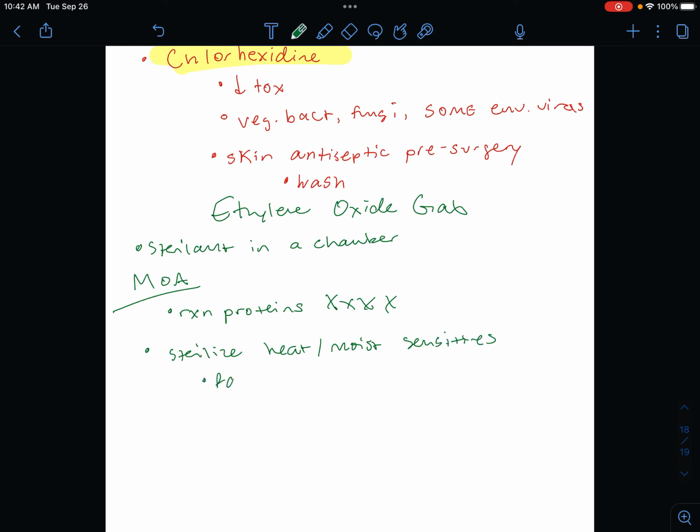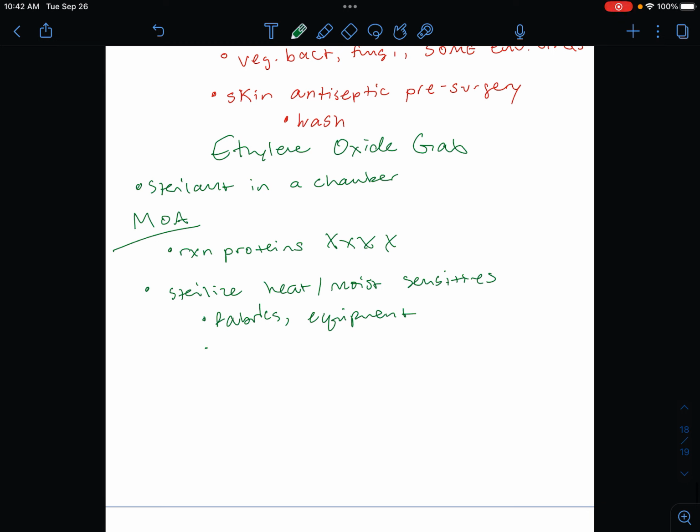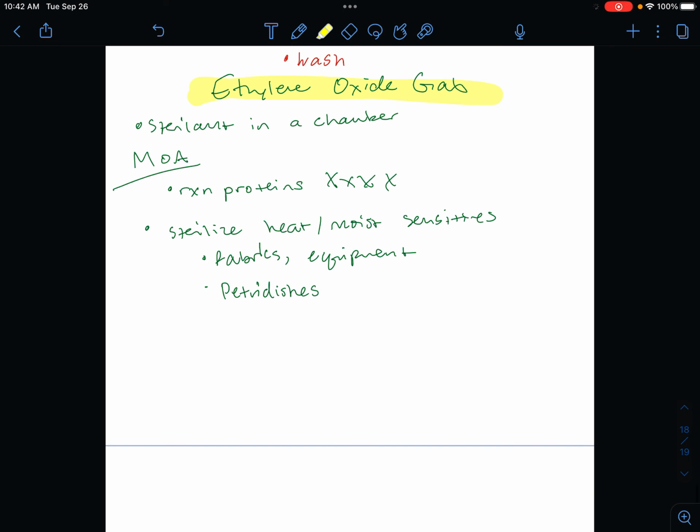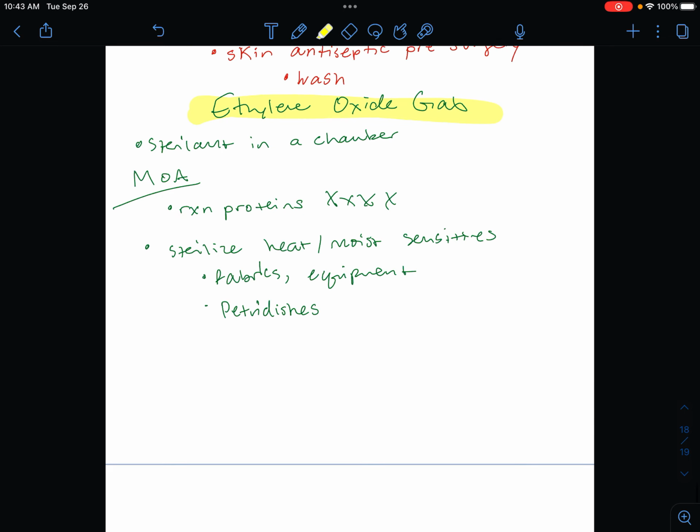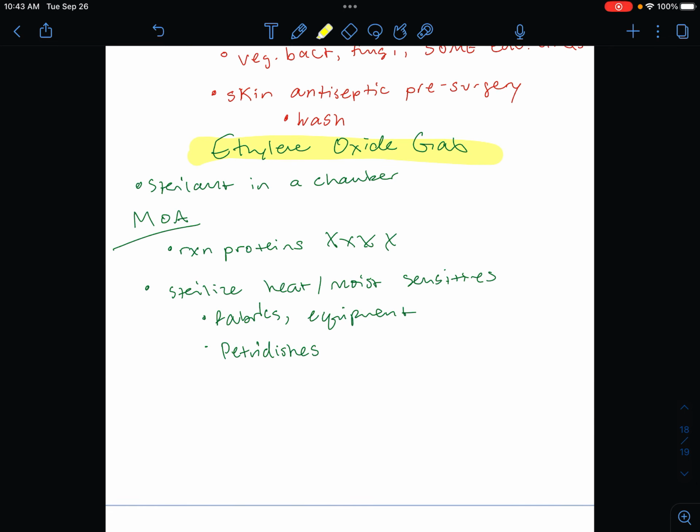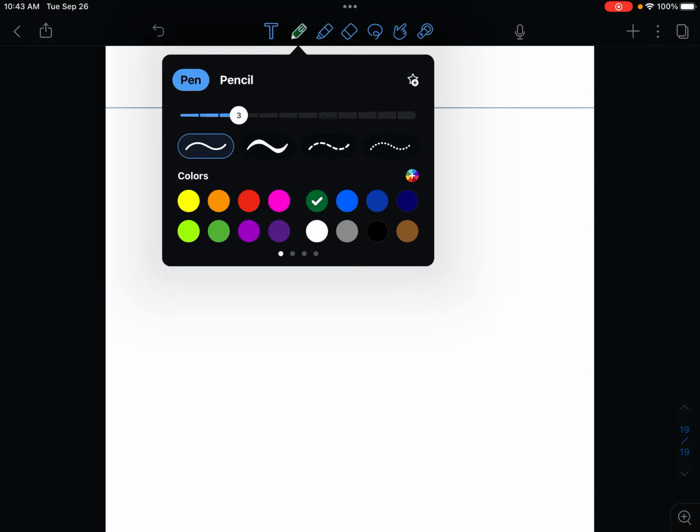Ethylene oxide gas is used to sterilize heat and moisture sensitive items, such as fabrics, maybe equipment, and then lab items such as petri dishes are also sterilized using ethylene oxide. Again, it's just like an autoclave, but you're using this certain gas in order to get rid of everything because it's reacting with proteins. All right, let's talk about halogens.